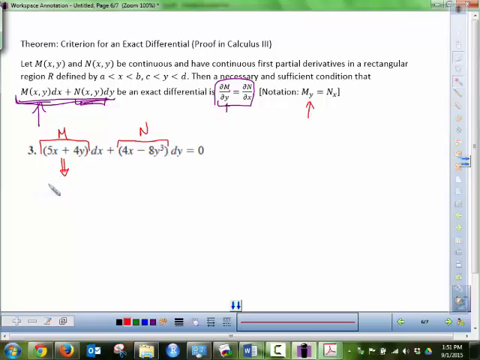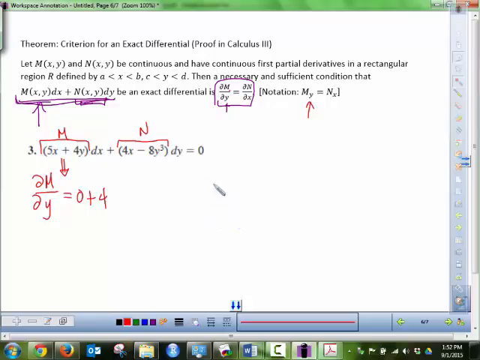So if you take the derivative of M with respect to y, you're going to pretend that x is a constant, and the variable is y. So if you pretend x is a constant, what's the derivative of 5 times x? 0, because x is a constant. And then the derivative of 4 times y with respect to y is 4. So that's equal to 4.